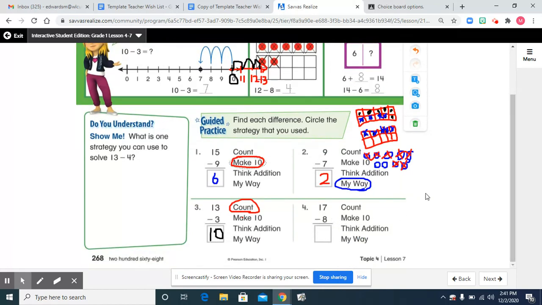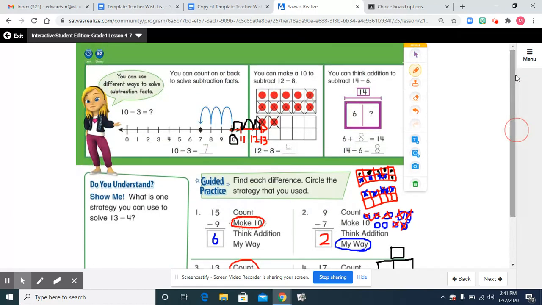Okay, number 4. 17 minus 8. I'm going to think addition on this one. So what I want to do is I want to build or draw a part whole box. So put your whole box on the top and 2 part boxes, just like that.